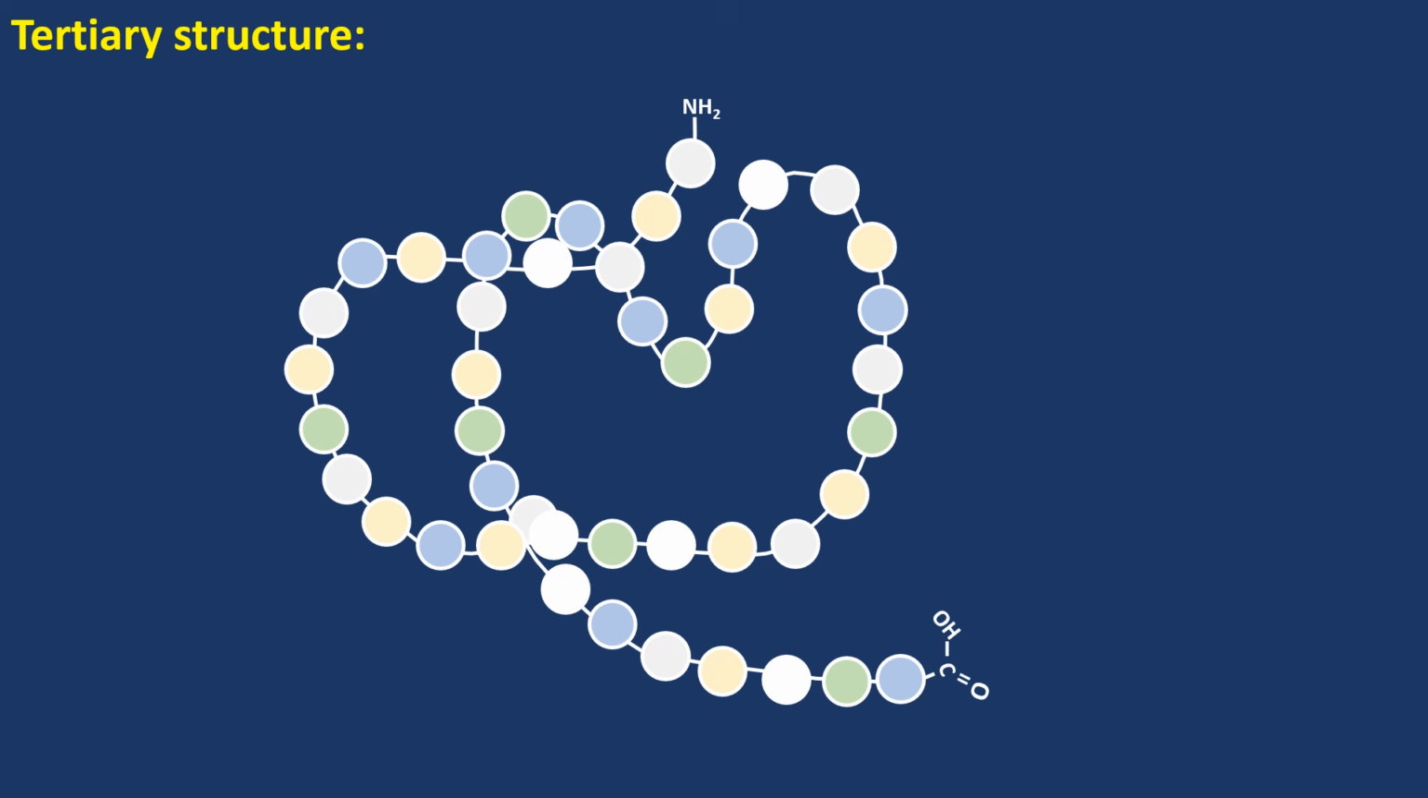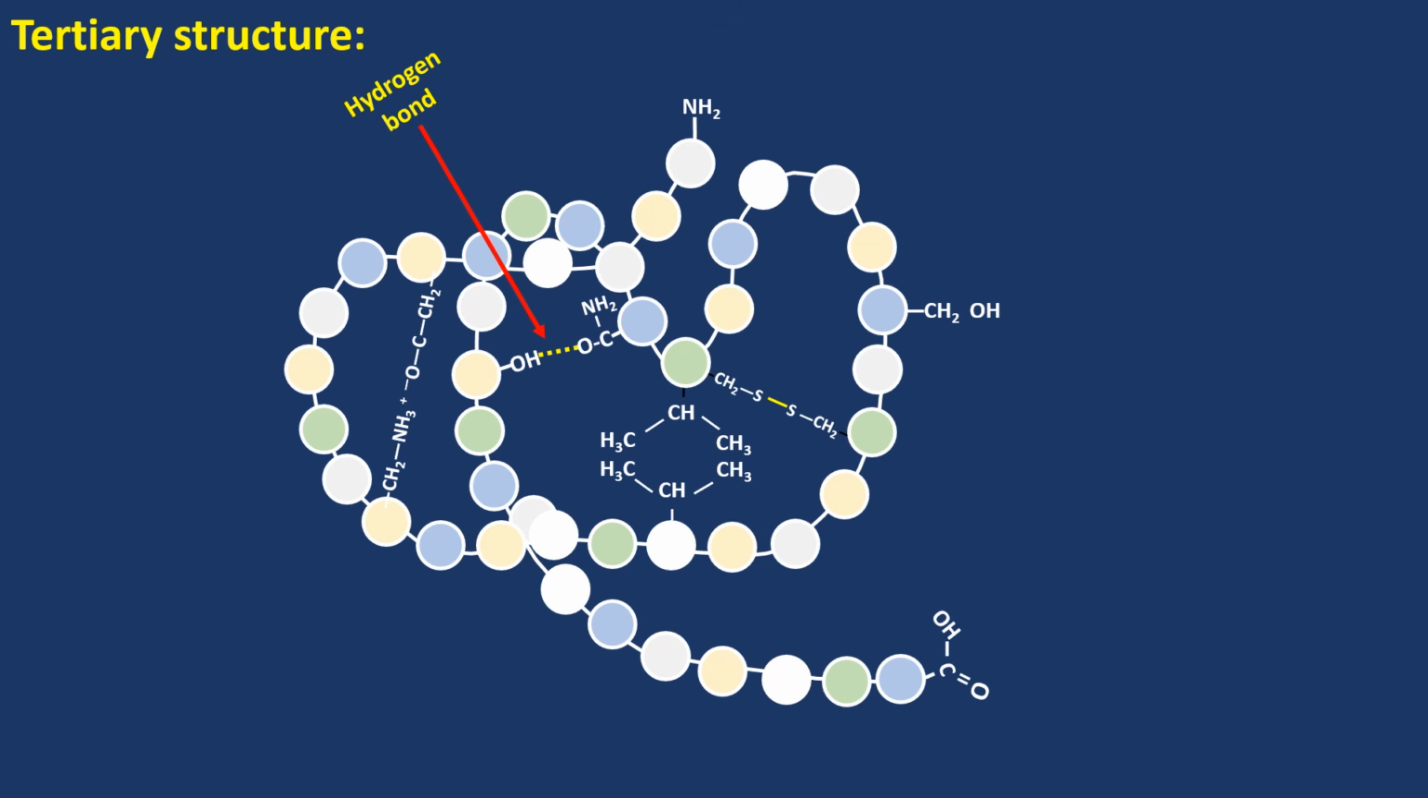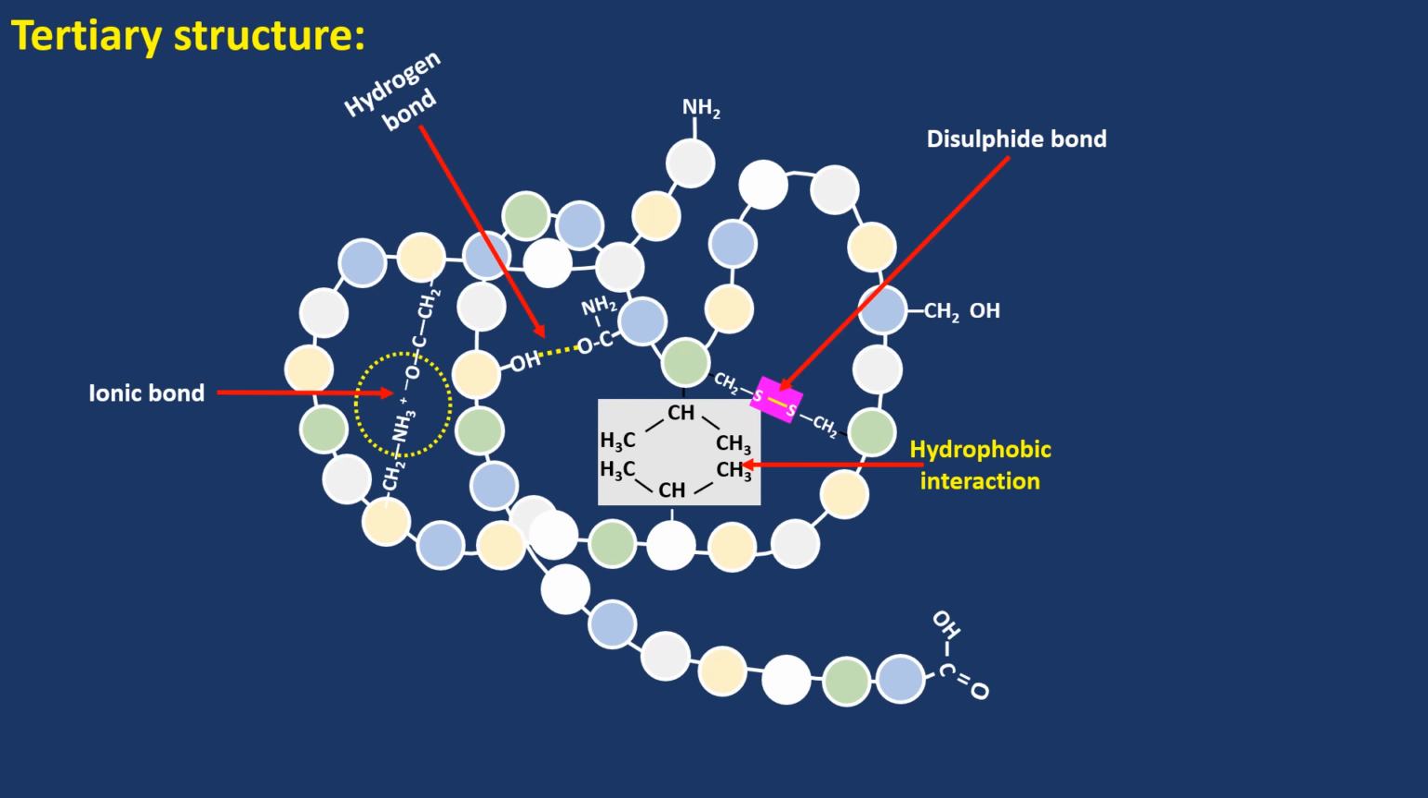Tertiary structure is the overall 3D shape of a protein formed by interactions between the R groups. As you see, bonds involved include hydrogen bonds, ionic bonds, disulfide bridges, covalent bonds between sulfur atoms, and hydrophobic interactions.